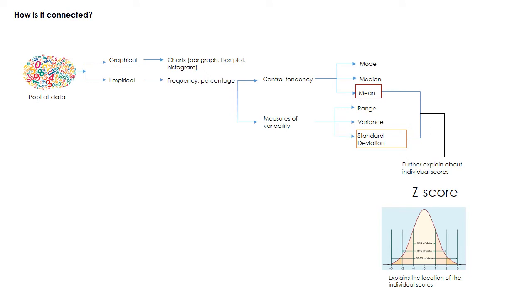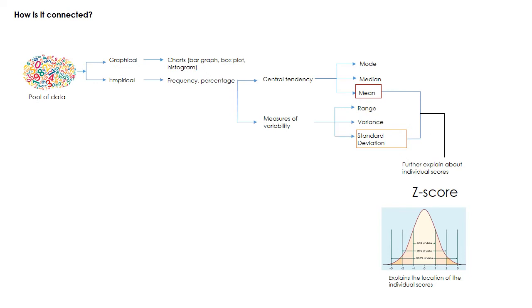So once you get a pool of data, you sort it out or organize them either graphically or in an empirical way. Graphical meaning that you summarize the information into charts. You portray the data that you get, you organize them, and then you visualize the data. It can be in terms of bar graph, box plot, or histogram.